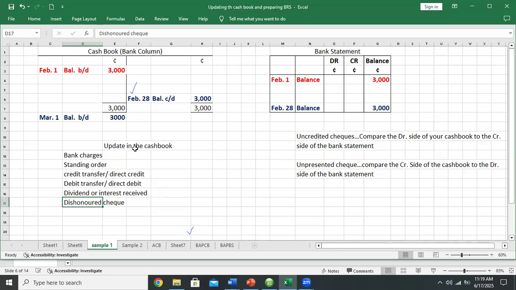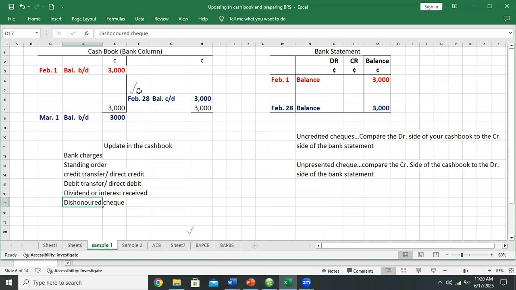Now, students sometimes ask the question, so the dishonored check, is it only the check from your customers? The answer is yes, because as a business, you cannot give a check to your creditor or supplier for it to be dishonored. That comes with serious business implication. So dishonored check is always coming from our customers, right? And not a check that we will issue for payment, which will be dishonored. That is absolutely not acceptable.